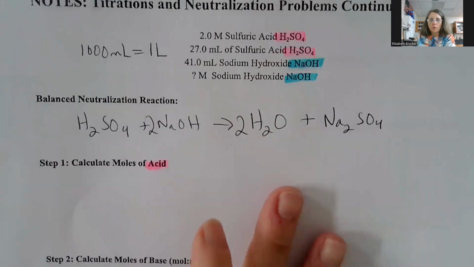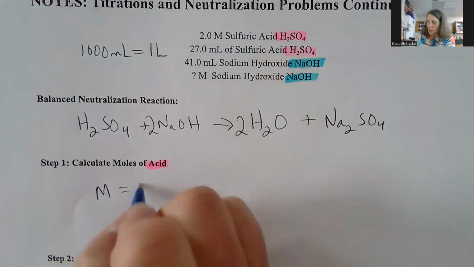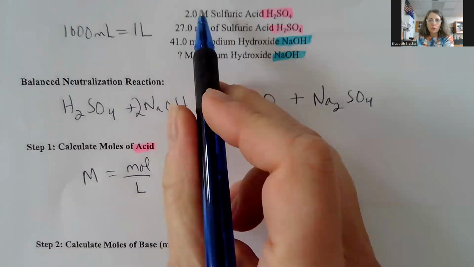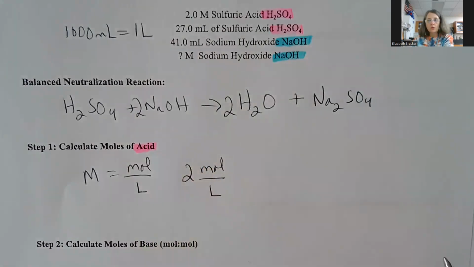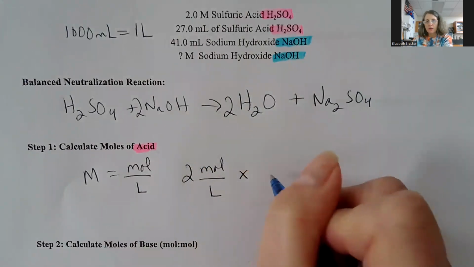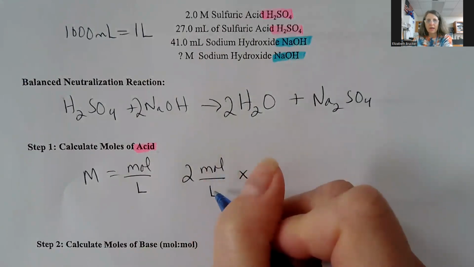So I'm going to start with my molarity. Okay, my molarity again is moles over liters. And so I have 2 moles per liter. So I'm going to write it that way in my formula. So 2 moles per liter. Now I'm going to set this up a little differently than proportions. I'm going to multiply it by the liters, because if I multiply it by the liters, I will then be left with moles because liters is on the bottom here.